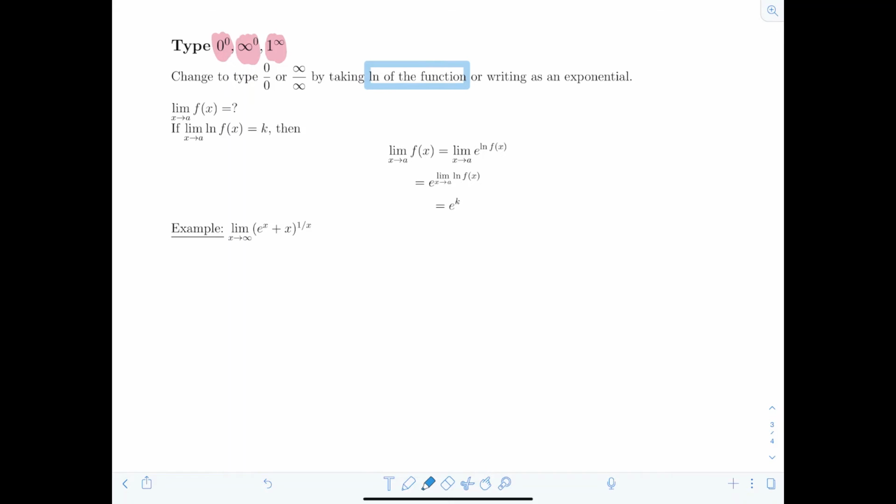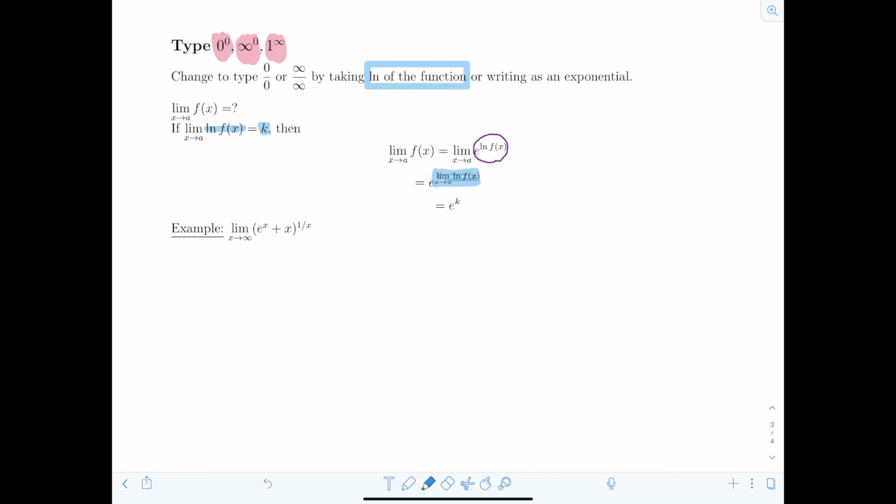Well, say you have some function f of x and you want to know its limit. If we take the natural log of that function and we get the result that its limit is k, some constant, then the following is true. The limit as x approaches a of f of x is equal to the limit as x approaches a of e to the natural log of f of x, right? If I take e and raise it to the natural log of some function, I just get back f of x. And then since e is continuous, I'm allowed to pass that limit through to the exponent and leave the base as is.